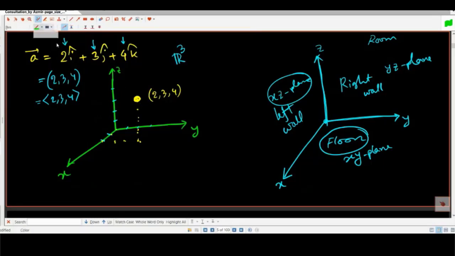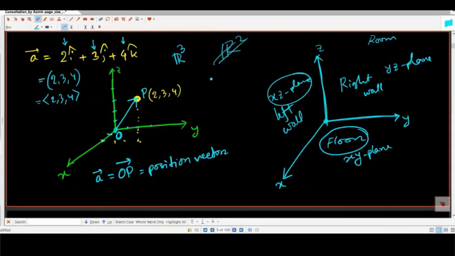So we can represent the vector from the origin. From the origin to this point, this is the direction that we have. So this OP, or this A, is called the position vector. That means any vector can be directed from the origin always, no matter whether we have R3 or R2. So this is how we can describe a position vector.